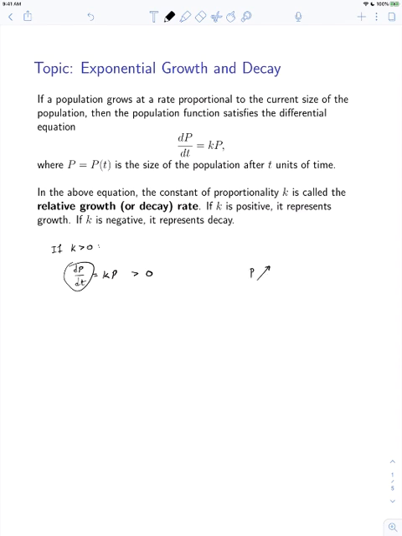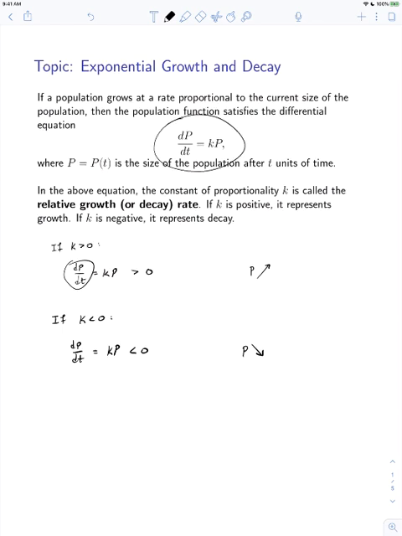So it represents growth. On the other hand, if k is negative, then dP/dt equals kP is negative. Again, P is necessarily positive, so if k is negative, then the product kP is negative. And since dP/dt, the derivative, or the rate of change, is negative, the original function P is decreasing. If the original function is decreasing, that represents decay.